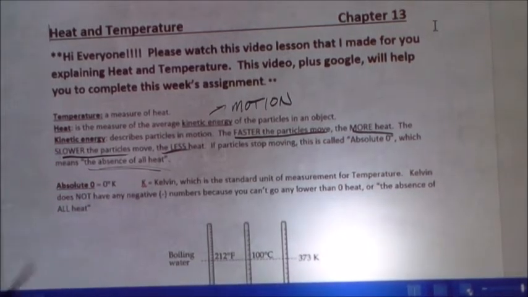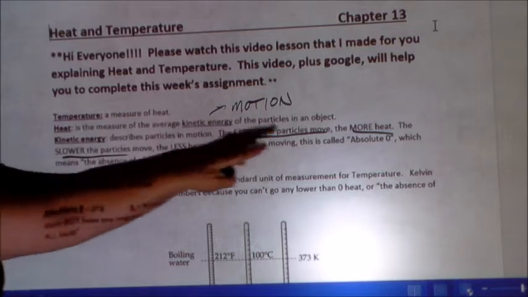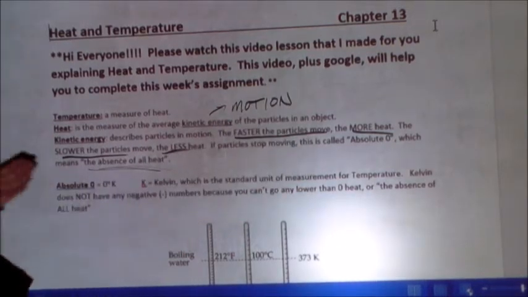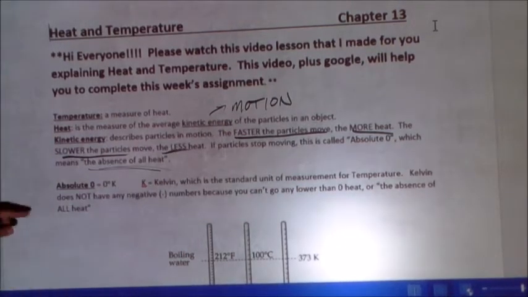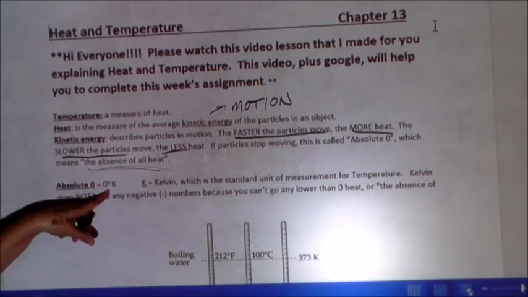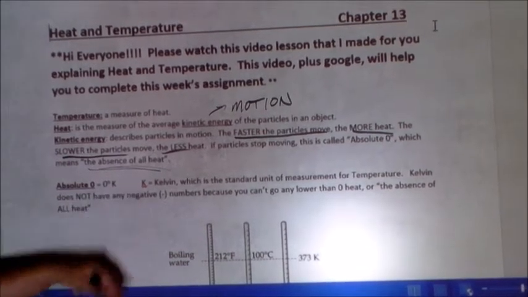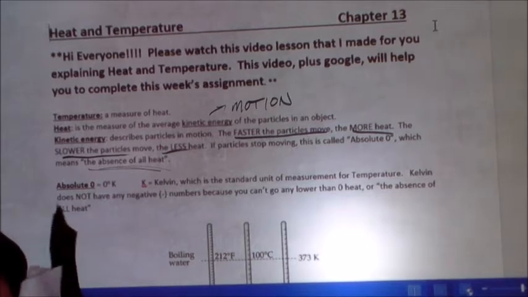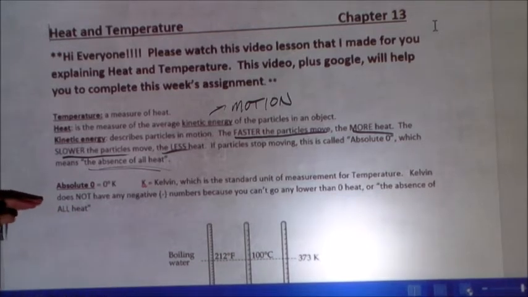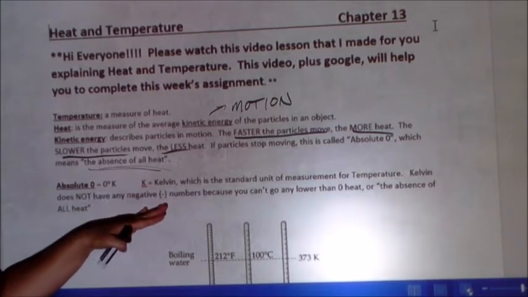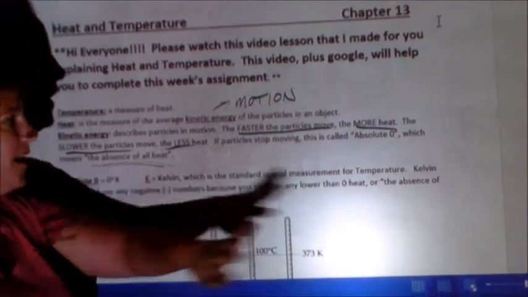So temperature is a measure of how much particles are moving. The more they're moving, the hotter it is, the more heat. The slower they're moving, the less heat. Absolute zero is 0 Kelvin. Kelvin is the standard unit of measurement for temperature. And Kelvin does not have any negative numbers because you can't go any lower than no heat.